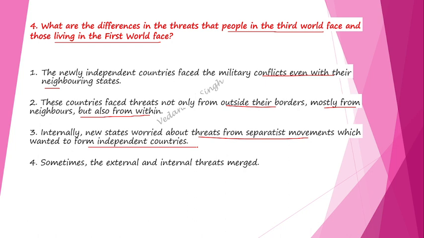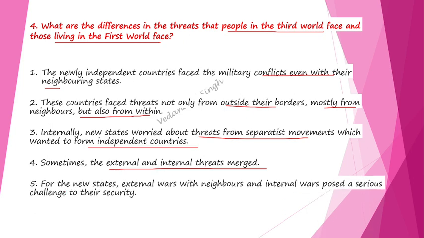And the fourth point is that sometimes the external and the internal threats merge. Generally, at present times the external threats as well as internal threats merge, and it creates a problem for the governments also. And the fifth point is that for the new states, external wars with the neighbors and internal wars pose serious challenges to security. Generally, internally it gives serious challenges to security, and externally it gives the neighbor wars. Okay.